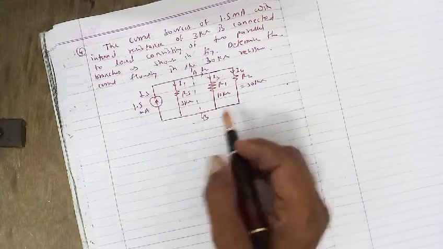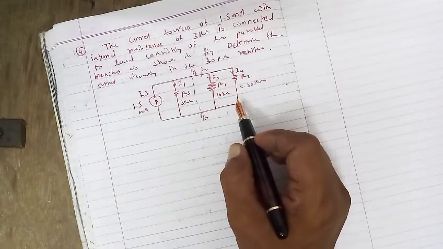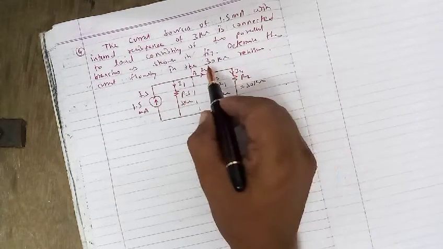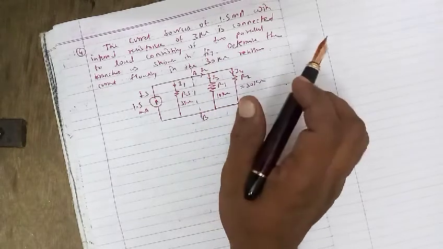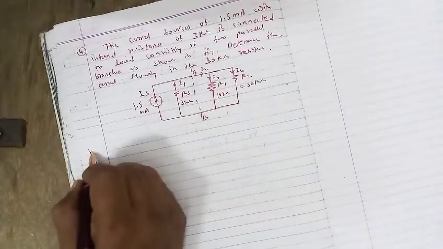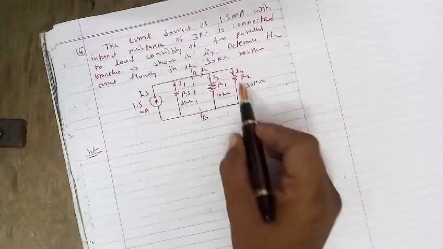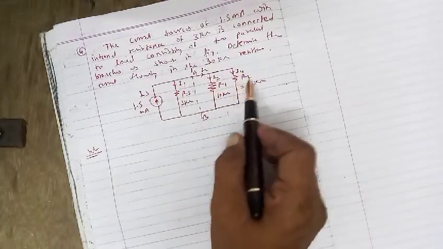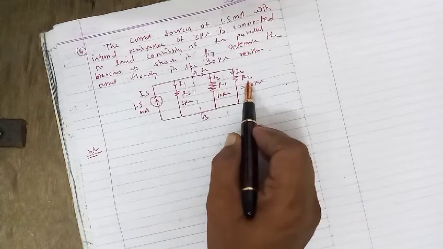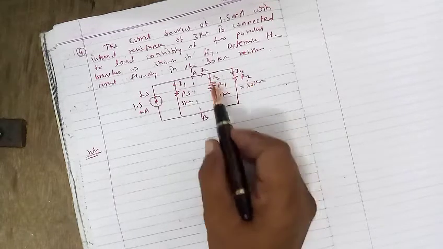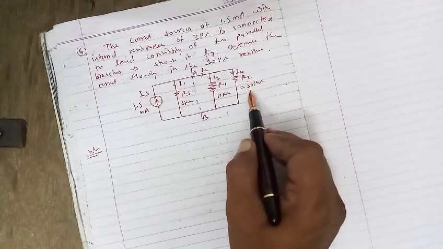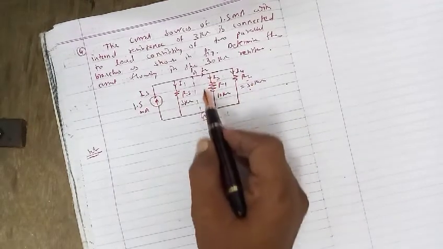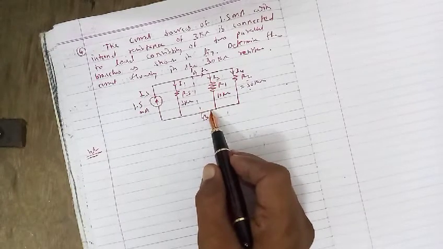Now what you have to do, you have to find out the current in the 30 kilo ohms resistance. Okay, so solution you have. Now consider this circuit. By observing, R1 and R2 are in parallel. So first you solve this R1 and R2, and whatever value you get, only one resistance will be drawn by you.